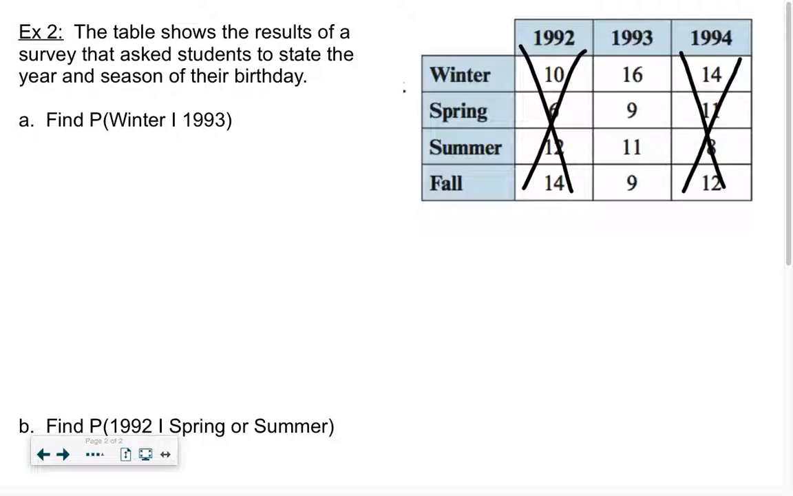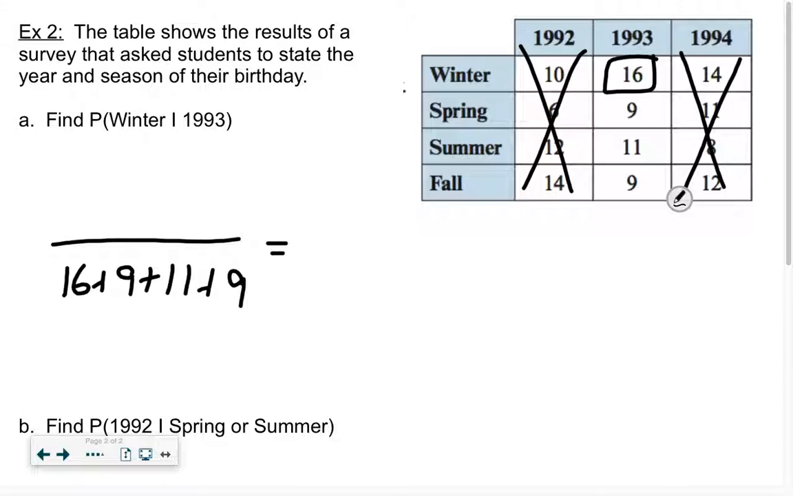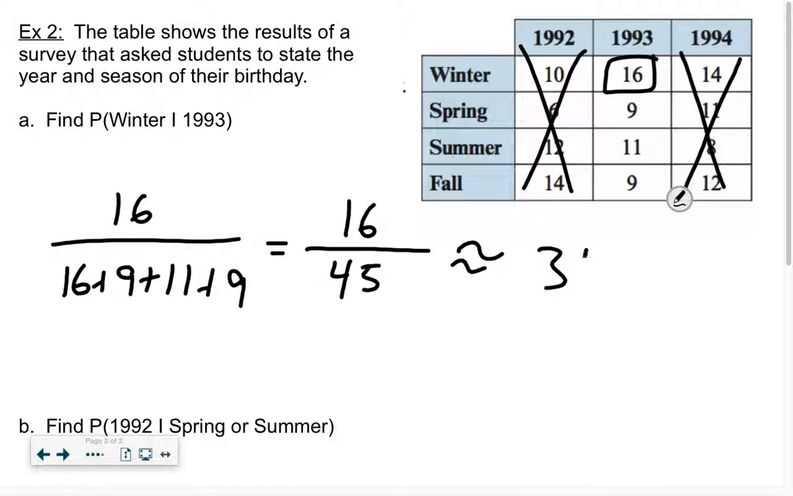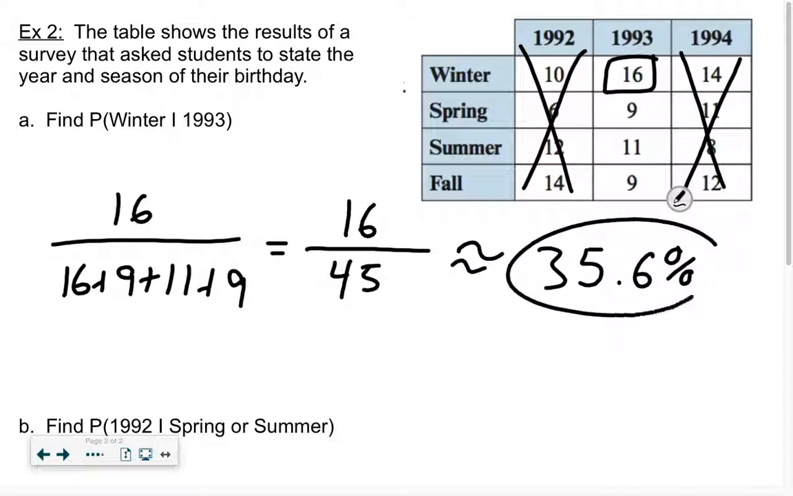So while the total population started out being all of these, all 12 categories or entries, now we're down to just those 4. And the one that we're looking at is the winter within that year. So if we add up 16, 9, 11, and 9, numerator is what we want. We want to know the probability of getting winter. 16 over 45. Basically 36%. Get the idea? You cross out all of the other options that are not possible to us.